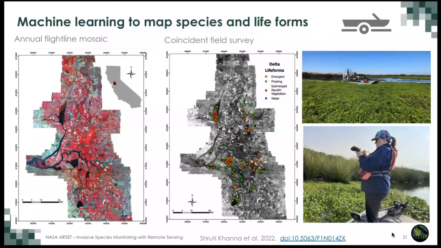This map in the middle here shows the distribution from one of those campaigns of the different points that were collected that are recording the location of these different species. And we've color coded it just for plant life form. So you can see the distribution of emergent, floating, submerged aquatic vegetation and water points that record an absence of vegetation distributed across the image.